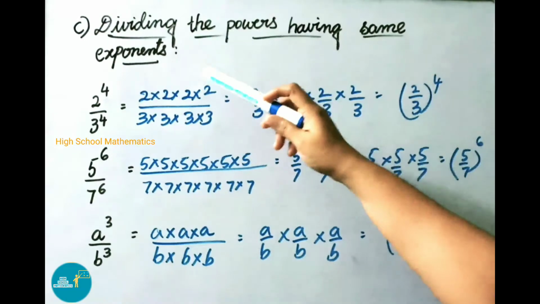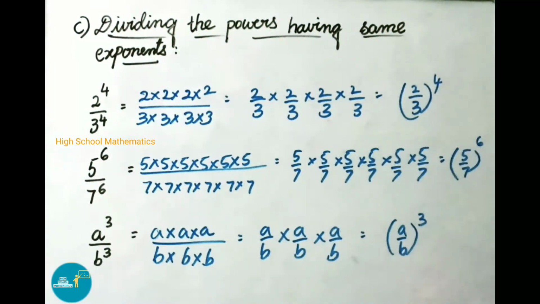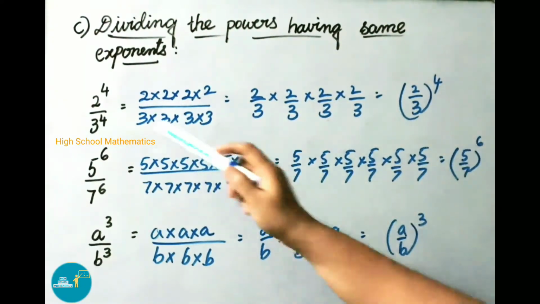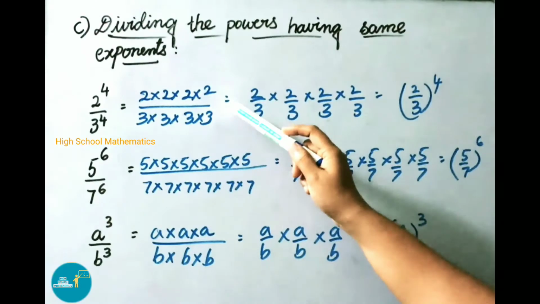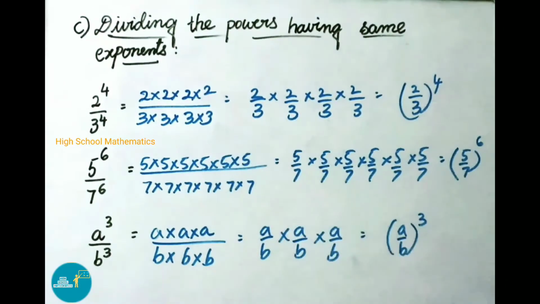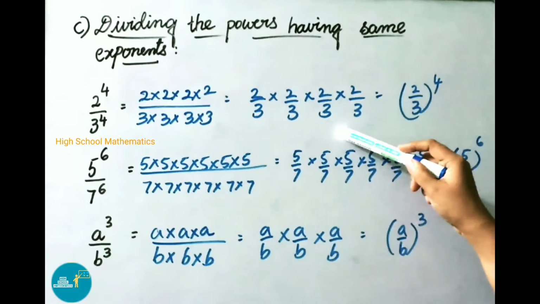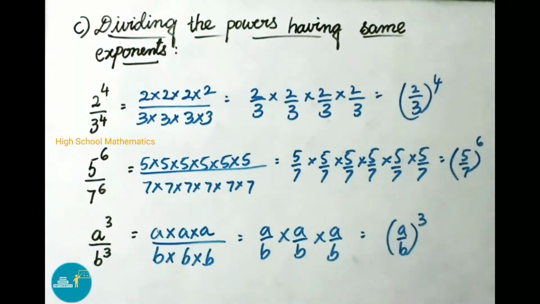See now dividing the powers having same exponents. See the example 2 power 4 by 3 power 4. That equals to 2 power 4 can be written as 2 multiplied 4 times by 3 power 4 can be written as 3 multiplied 4 times. That equals to, we have written here 2 by 3 into 2 by 3 into 2 by 3 into 2 by 3. That is 2 by 3 we have multiplied here 4 times. So we have written this as 2 by 3 whole power 4.